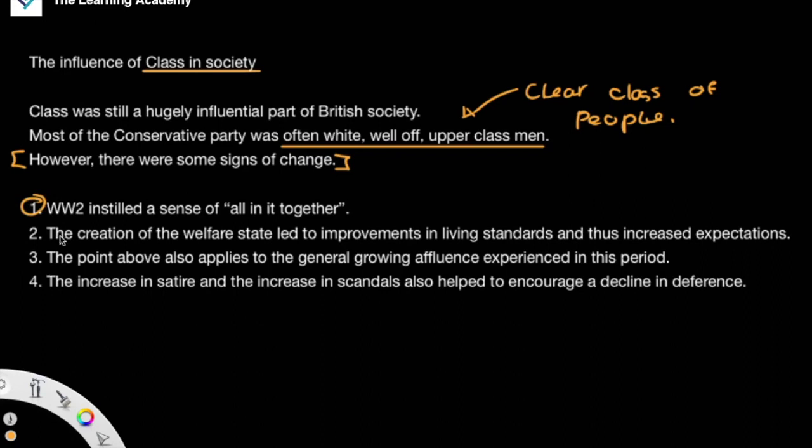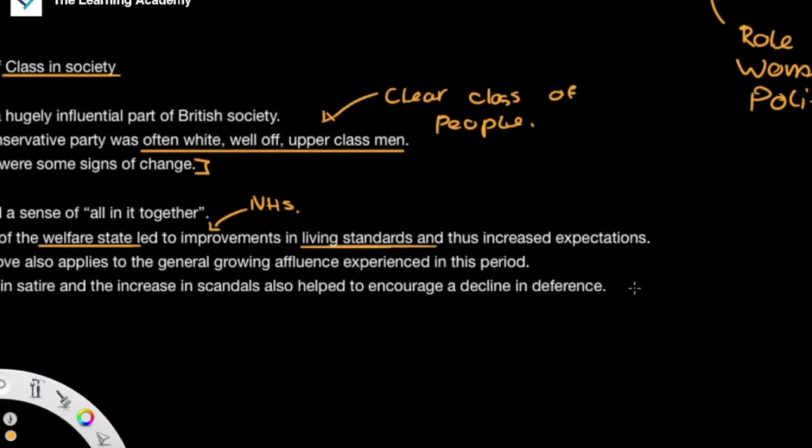We also have things like the creation of a welfare state and the creation of the NHS. This was done under Clement Attlee, under the Labour government that took over just after Winston Churchill lost the election in 1946. This led to improvements in living standards, and this improvement in living standards raised the expectations of the lower classes.